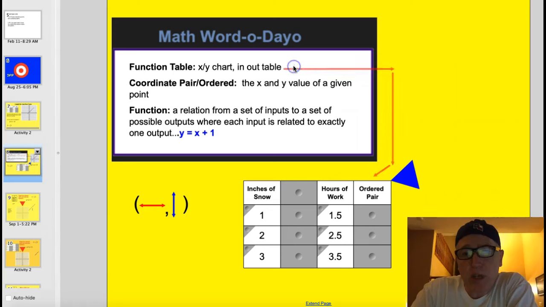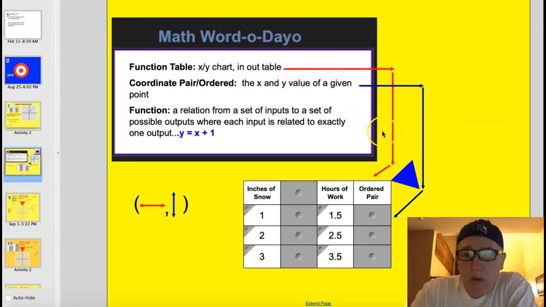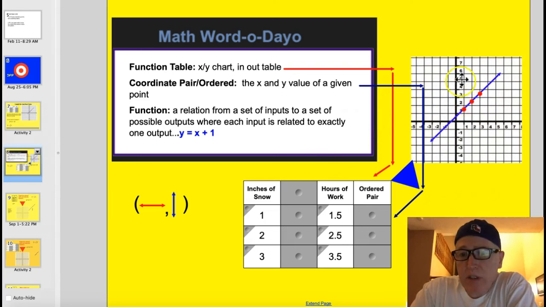First of all, the function table, in case you forgot, it's just this XY table we've got here. An ordered pair or coordinate pair, that's just these x and y values that you can actually graph. All right, here's the second piece of the puzzle, the graph, and here's the third piece of the puzzle. Here's the equation that goes with that.